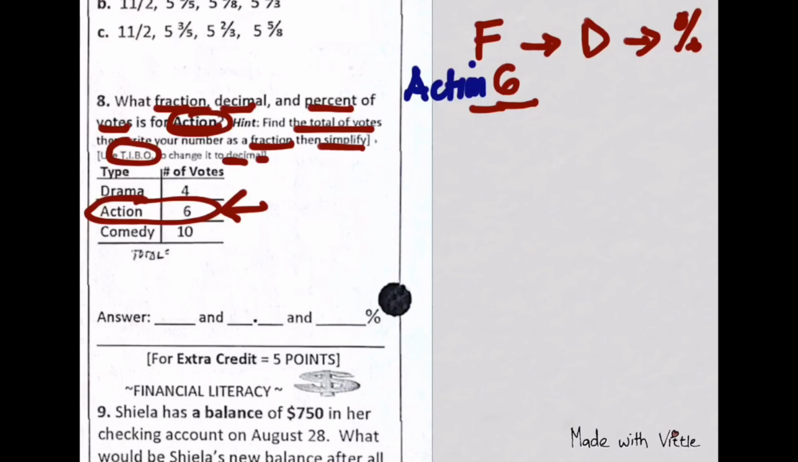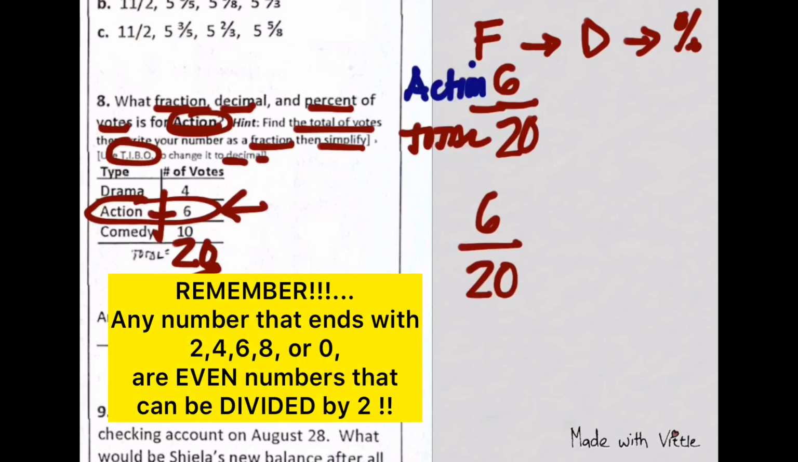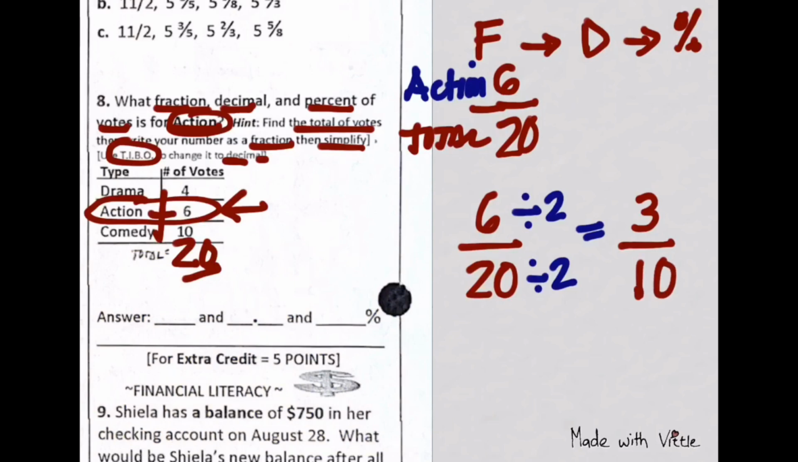And at the bottom will always be your total number. Upon adding all of the votes, you're going to have a total of 20. So you have to have 20 at the bottom. This is your fraction, but you have to simplify it first. Remember that we can divide anything that ends with 2, 4, 6, 8, and 0 by 2. So 6 divided by 2 is going to be 3 on our new fraction. And then at the bottom, 20 divided by 2 is 10. So your new fraction is 3/10.